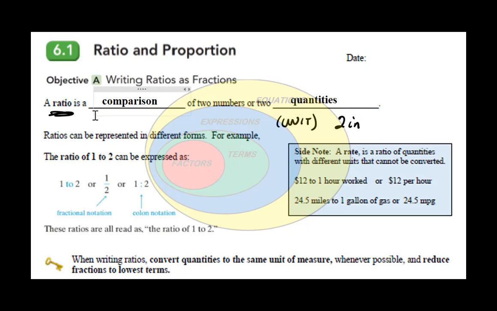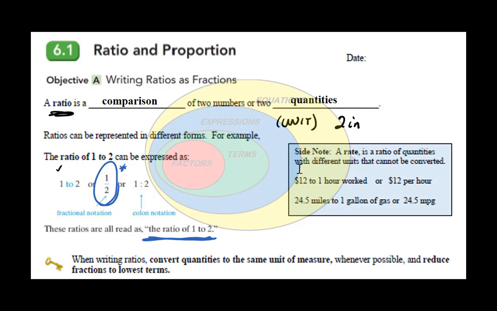So ratios can be represented in different forms. For example, the ratio of 1 to 2 can be expressed using English, 1 to 2. It can be used in fractional notation. This fractional notation is the one that we're going to be using the most, so we can use all of our properties of fractions when we simplify. But colon notation is another way we could write a comparison of two numbers. So all of these ratios are read the ratio of 1 to 2.